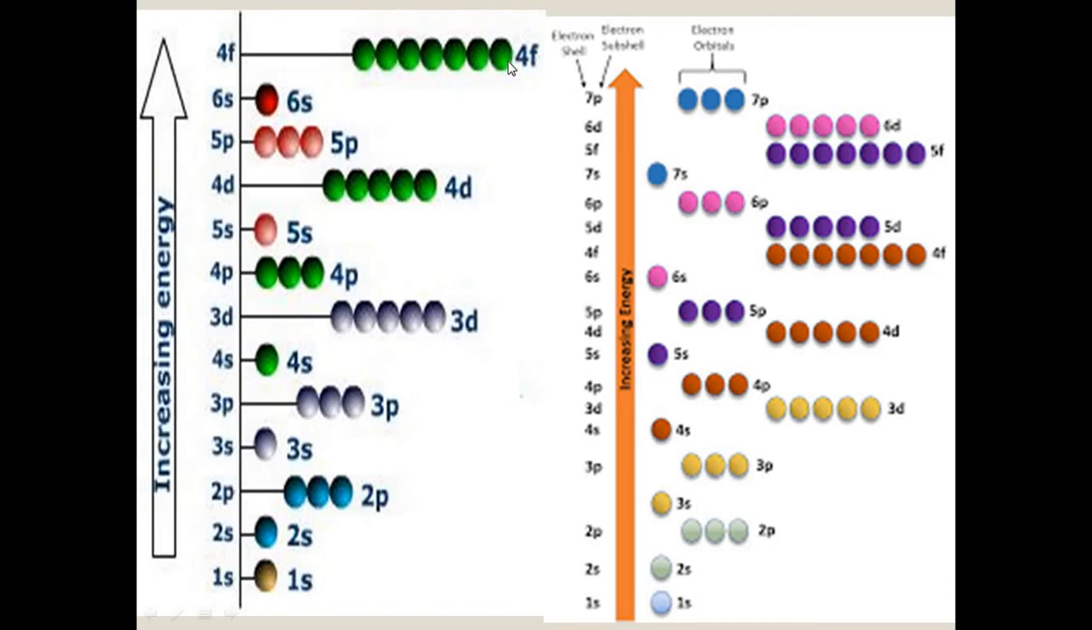F has 7 subshells, so it has 14 electrons. Okay, it can hold 14 electrons. Okay, are you getting this? This is also a diagram up to 7p.